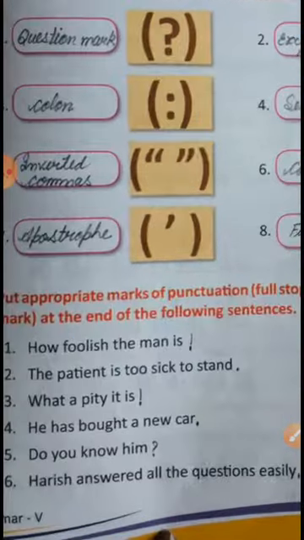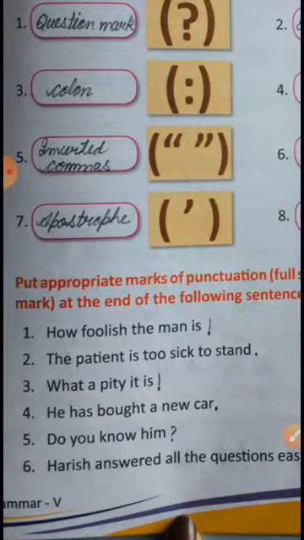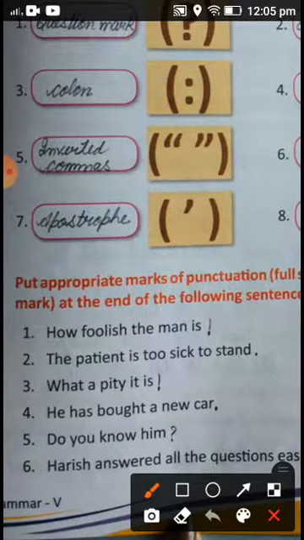Okay, now come to the next exercise. In this exercise we have to punctuate, that means we have to put a full stop, question mark or exclamation mark at the end of the following sentences. The first one you can see, how foolish the man is, exclamation sign. Next, the patient is too sick to stand, full stop. What a pity it is, exclamation sign. He has bought a new car, full stop. Do you know him, question mark. Harish answered all the questions easily, full stop.